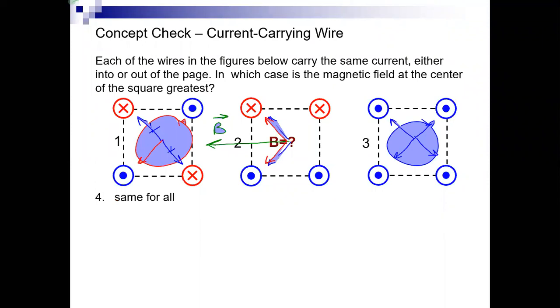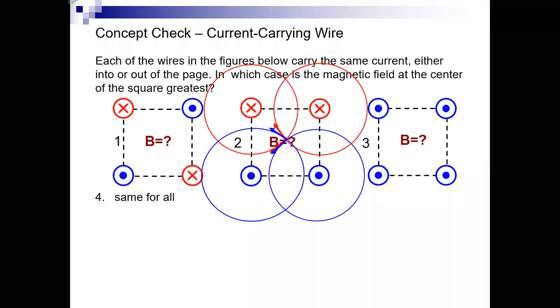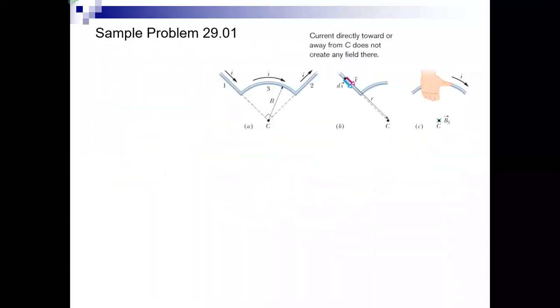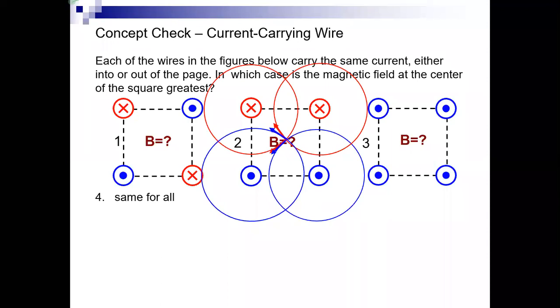In each figure in the block, the same current flows either into or out of the page. In which case is the magnetic field at the center of the square greatest? So where the direction will be the same, we have to determine the direction of the magnetic field and which may be the strongest.